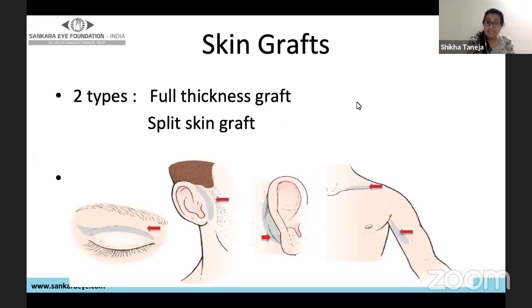The common sites for skin grafting in periocular areas: the best graft can be obtained from the other eyelid, because that's the best color match and best texture match. Apart from that, we can take from the preauricular area, postauricular area, supraclavicular area, axillary area. These are common sites from where we take tissue for reconstruction in the eyelid area.